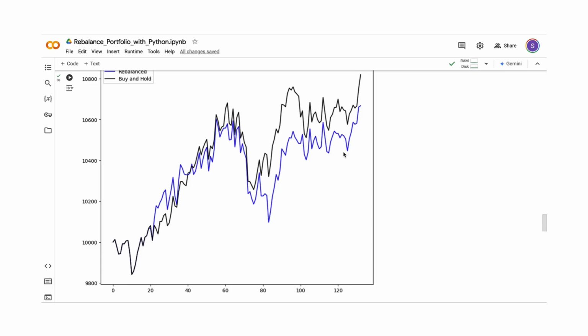I hope you learned a lot about rebalancing, and you can try out this method on your own stocks based on the code here. Thank you.